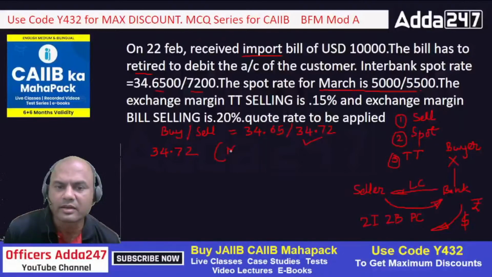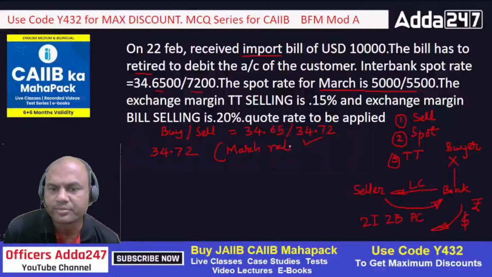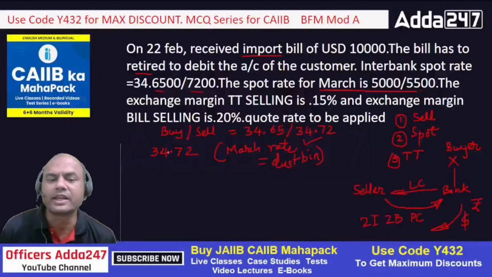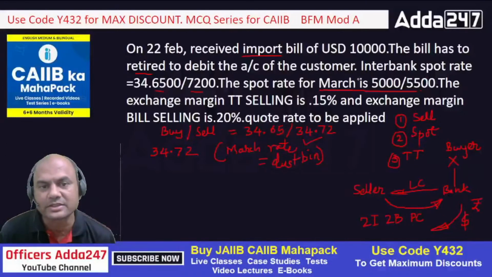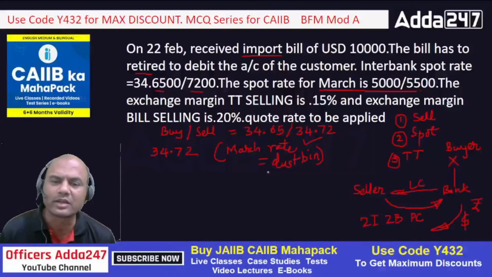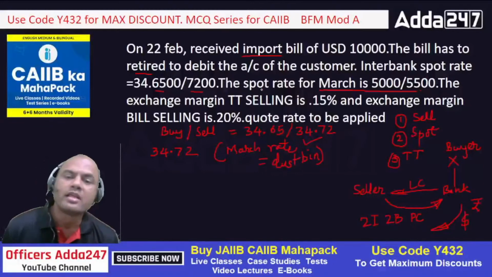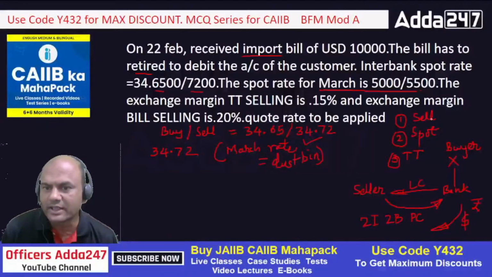March rate equals dustbin. No use, because we are dealing in spot over here. We have to retire the bill immediately. If this had been a future dated transaction, to retire after 1 month, then it would have been the March rate. Now this is dustbin. Now 2 points are over, selling and spot.